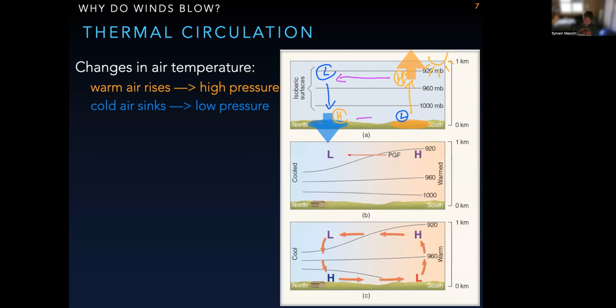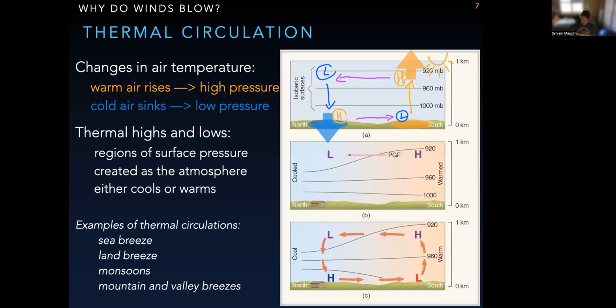So we start seeing these loops that communicate together, where low pressure will create a high pressure aloft and connect to a low pressure aloft that sinks to a high pressure and joins the low pressure. And so we're creating an air motion system, which is what we call a thermal circulation. Based on that, we observe the thermal high pressure and the thermal low pressure happening in this system. And we have different kinds of examples: sea breeze, land breeze, monsoon, mountain and valley breezes are all different types of thermal circulation winds.